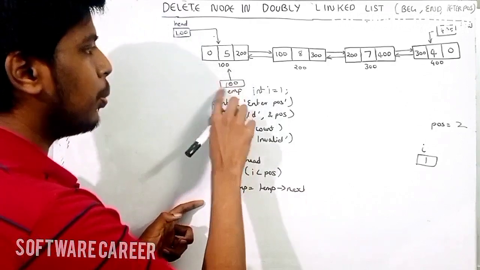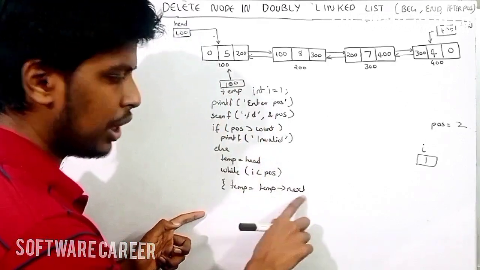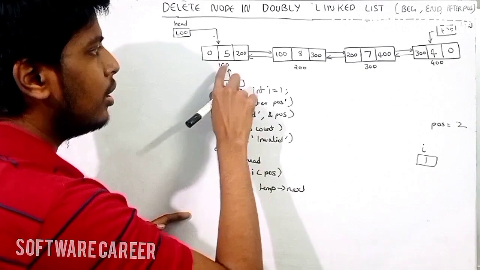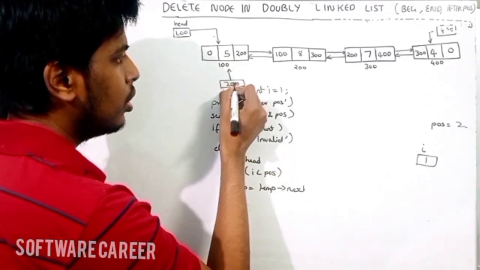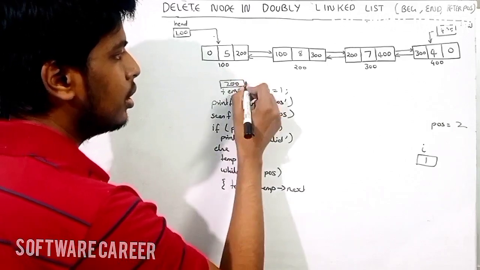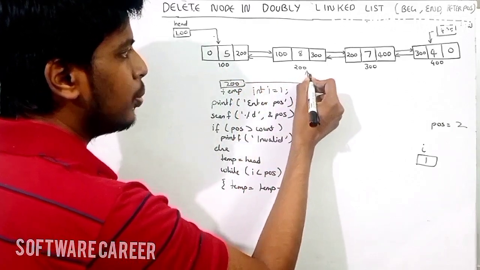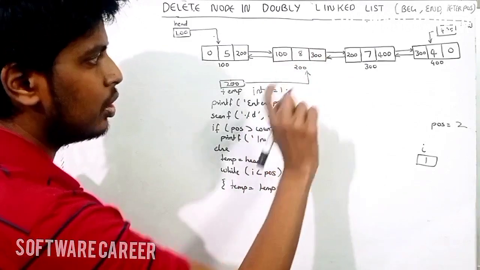Now see, temp is this pointer. In this pointer I am updating the value to temp next. Temp is 100. 100 next is 200. So I am updating this temp pointer to 200. So now this pointer is getting cancelled. And temp pointer is pointing to the second node, which is having address 200.